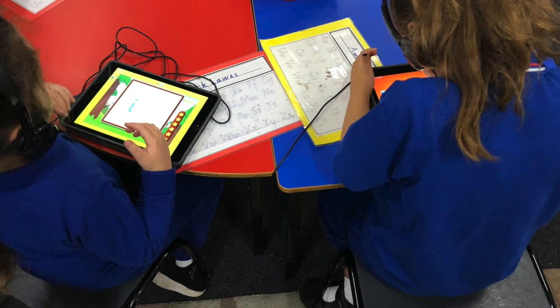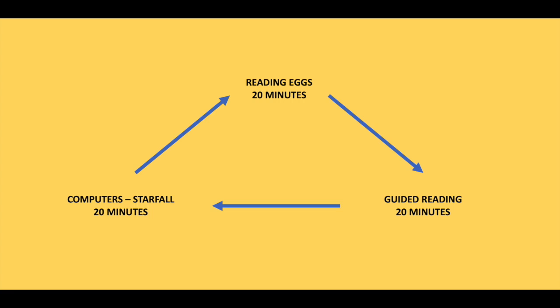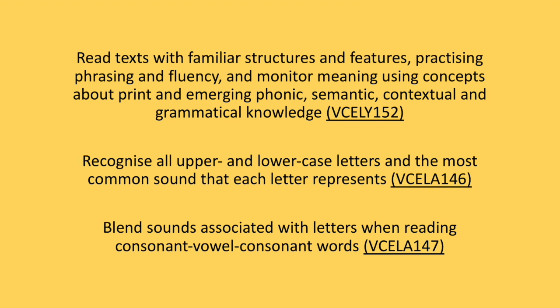The first tool that I made use of was Reading Eggs. This was used as part of a literacy rotation activity that I designed for the class. The session was made up of 1 hour and there were 3 rotations, allowing 20 minutes for each activity. The activities included Reading Eggs, guided reading, and Starfall on the computers. These activities all fit into the English curriculum for prep.